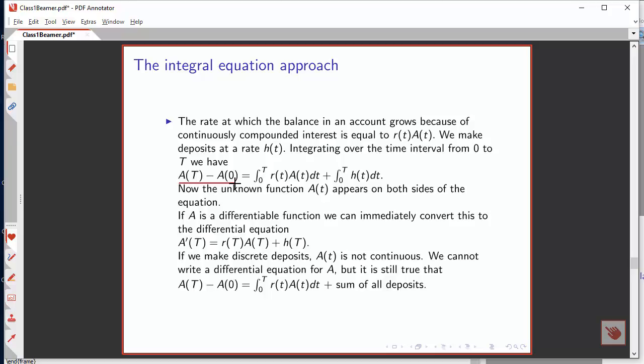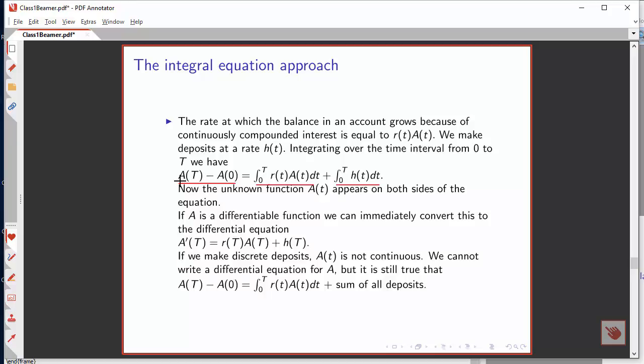Integrating the rate at which the balance increases, we get balance at time capital T minus balance at time 0, and that growth is the sum of two terms. The first is growth due to collecting interest, and we can calculate that by just taking r of t times capital A of t at all times between 0 and capital T and integrating. And the balance also grows because we're putting in deposits at the rate h of t.